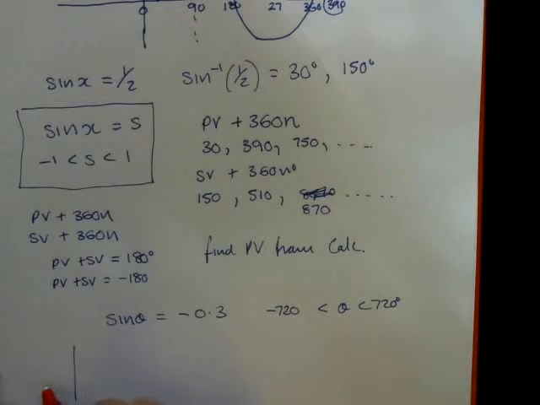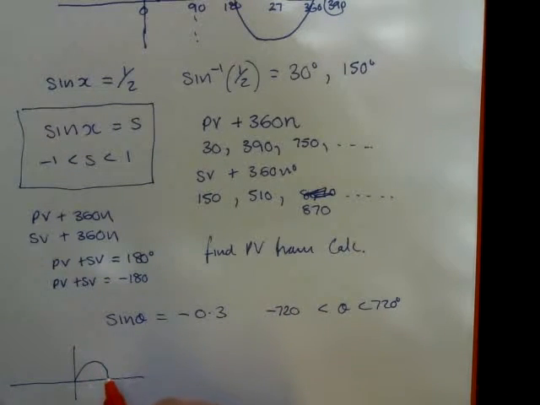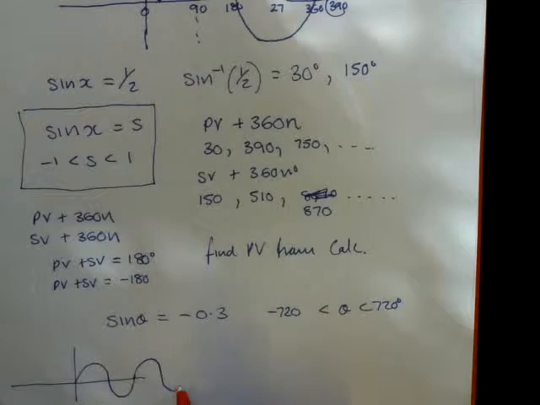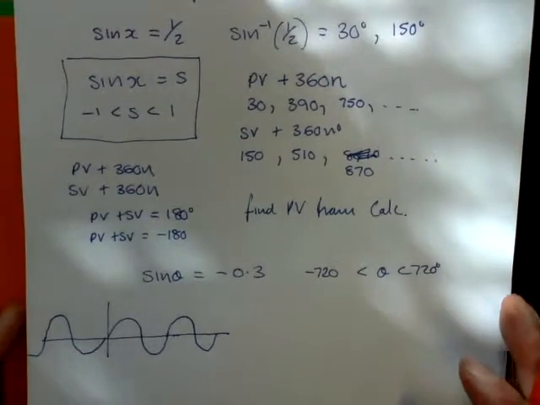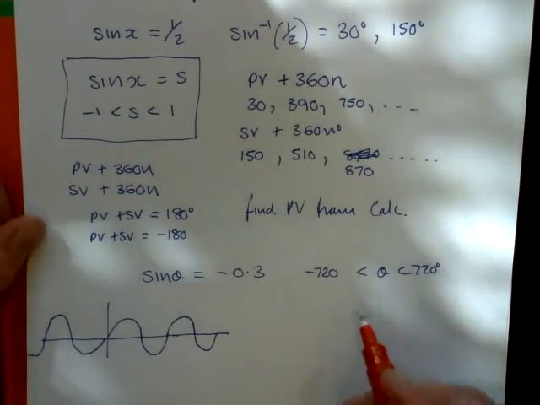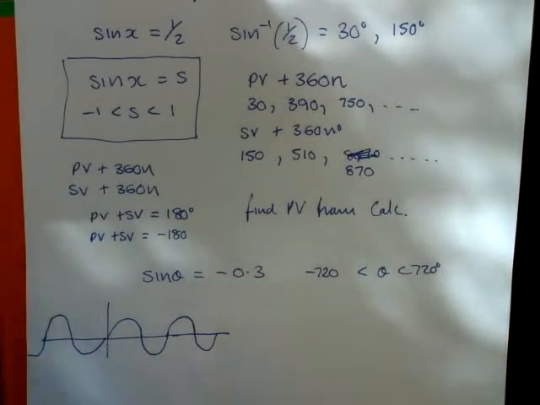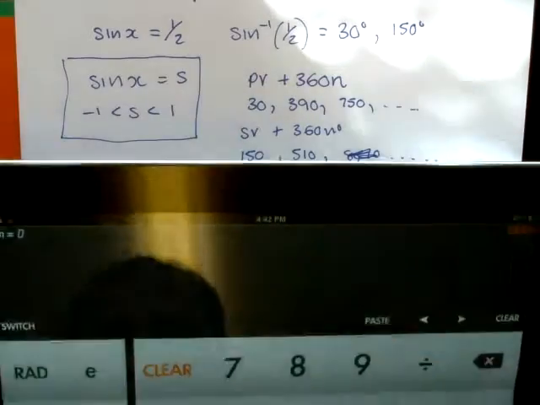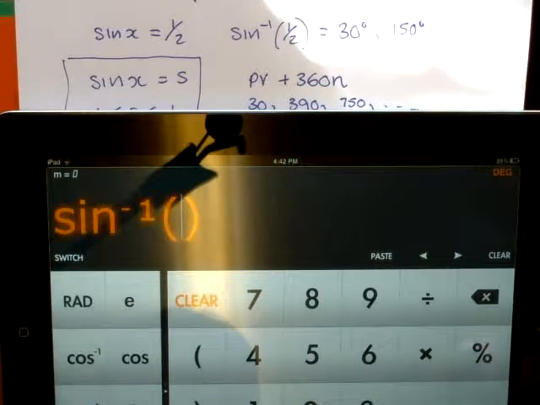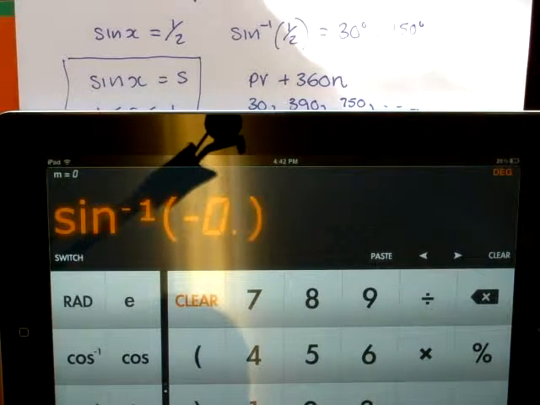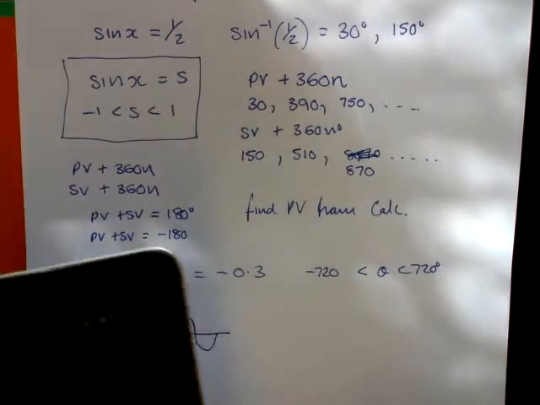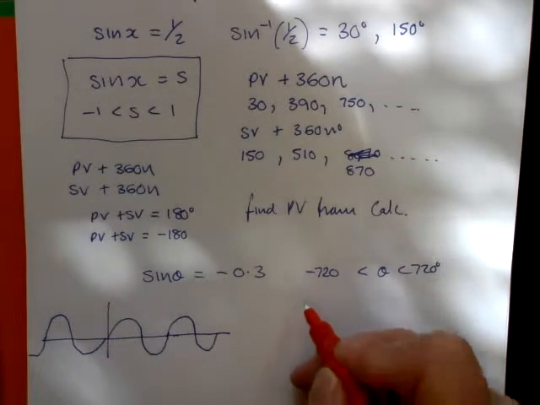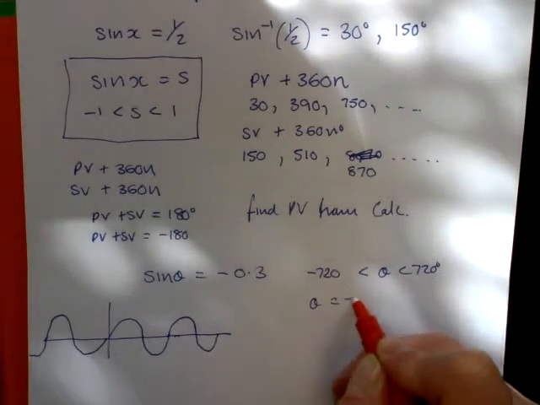So, okay, here's a graph. Sine is going to do that, and then that, and then it's going to go like that, and like that. In fact, I haven't quite drawn enough of it here, but you'll see it does that. So if I do sine theta equals minus 0.3, clear that away. So if we do sine inverse of minus 0.3, we get minus 17.46. Okay, so theta equals minus 17.46.